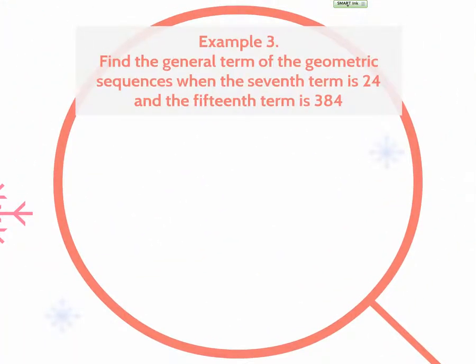Okay, so example 3 is find the general term of the geometric sequence. It should be just sequence. When the 7th term is 24 and the 15th term is 384. So the general term is given by this formula. So I need to figure out what's my common ratio and what's my first term.